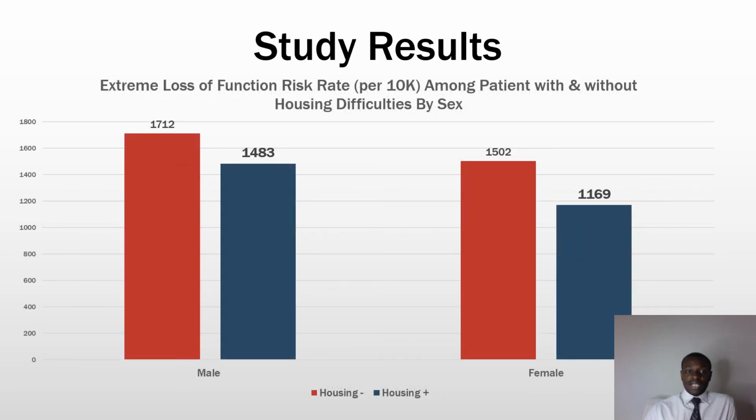Looking at the data further by extreme loss of function by sex, we see that in males the rate presentation is similar to what we've seen in extreme severity risk at presentation, with individuals without housing difficulties having a rate of 1,712 compared to 1,483 per 10,000 presentations. We also see among females about 1,502 compared to 1,169 per 10,000 presentations among each of these populations. So again, what we see here is similar to what we saw earlier in extreme mortality risk being higher in males compared to females.